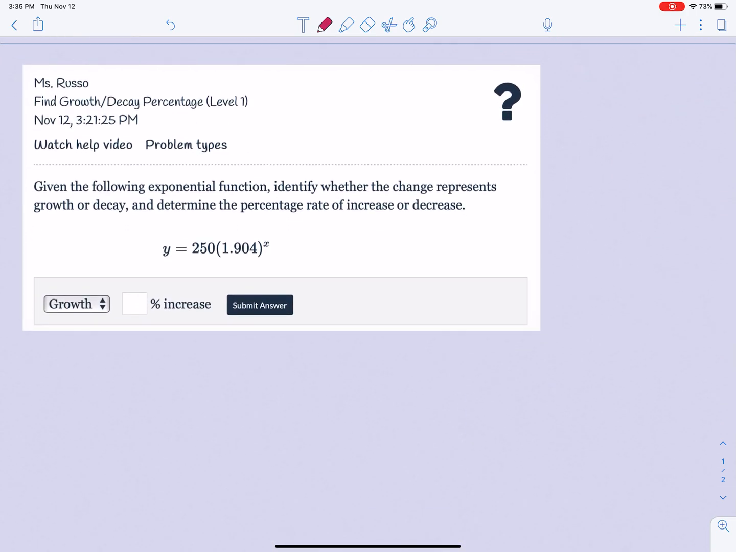Okay, in this one, again, I have y equals 250 times 1.904. That's 1 and 904 thousandths. Now, we have to decide, is this number more than 1 or less than 1? Hopefully you figured out it is more than 1. And since it is more than 1, then we're going to keep this growth. Now we have to figure out how much it's growing by.